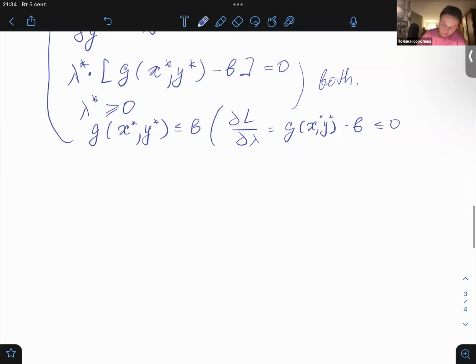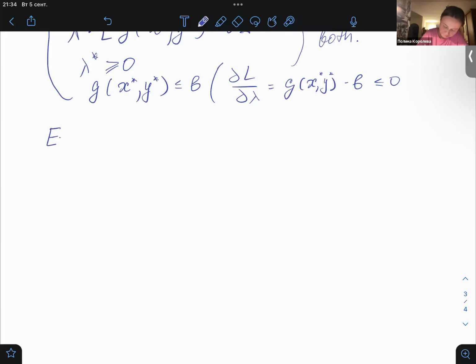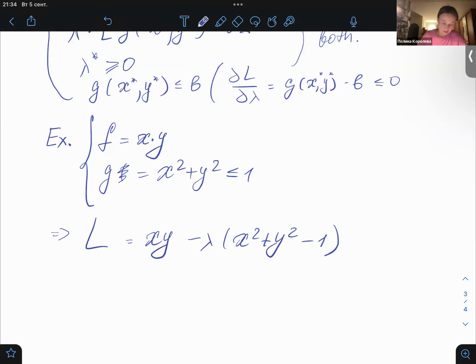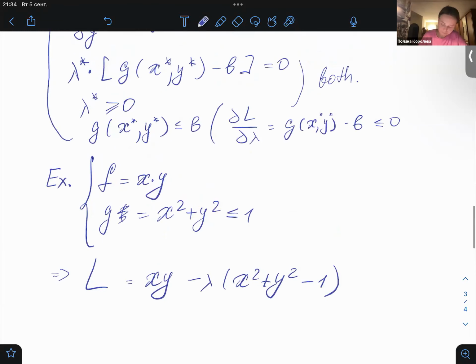And let's solve the example. We have the function x multiplied by y, and our constraint is x squared plus y squared less or equal than 1. For the objective function, the critical point is (0, 0), and it is far away from the boundary, and that's why we can write down the Lagrange function and write down our conditions.